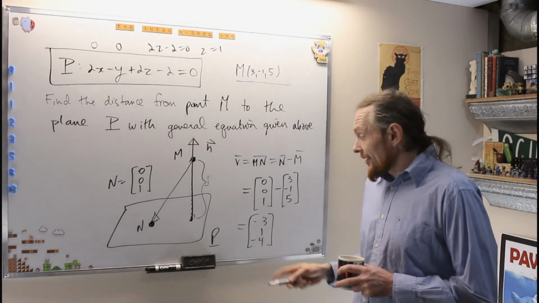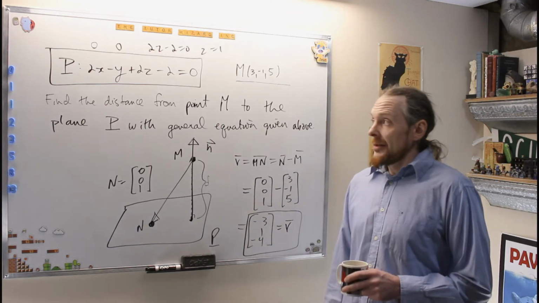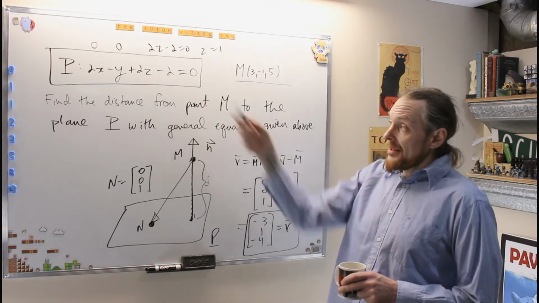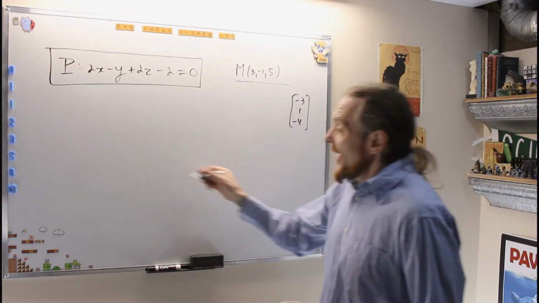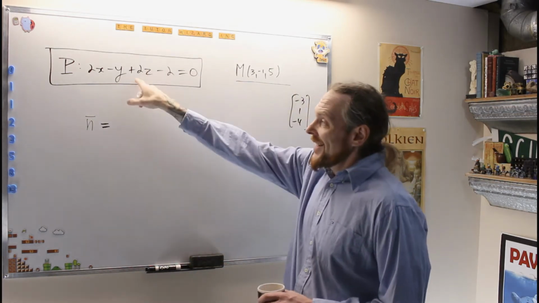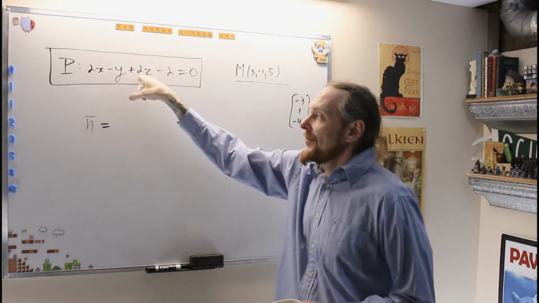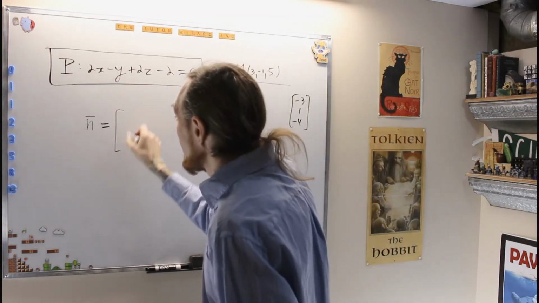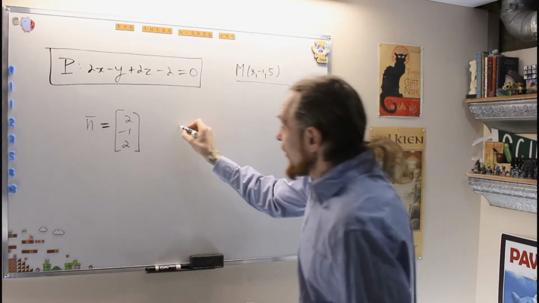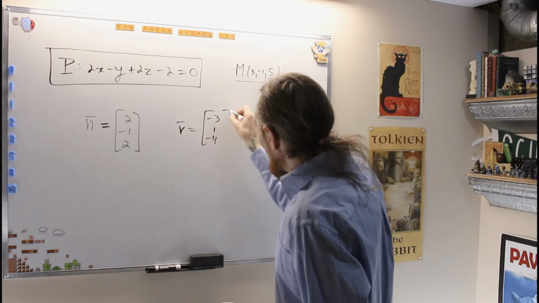Once I have this vector, this is my vector v, remember? And what else do I need? I need the vector n from the general form of the plane. Remember, given the general equation of a plane, the normal vector to that plane is the coefficients standing in front of the variables. So n is equal to 2, negative 1, 2. And now we've created our vector v, which is negative 3, 1, negative 4.